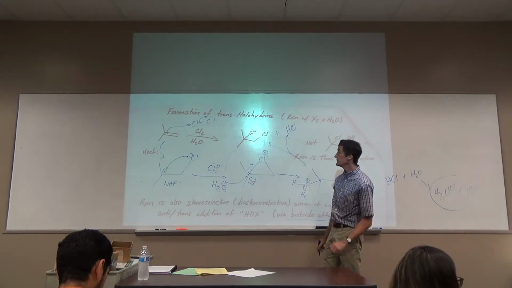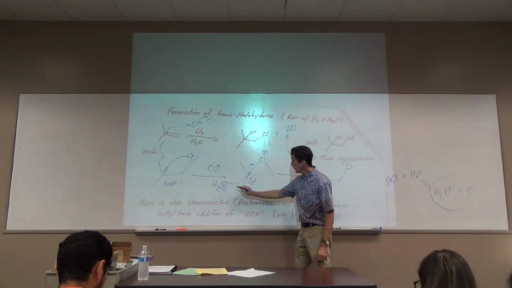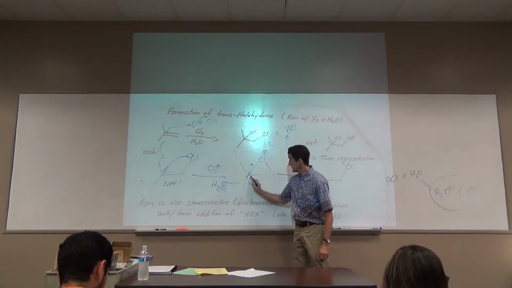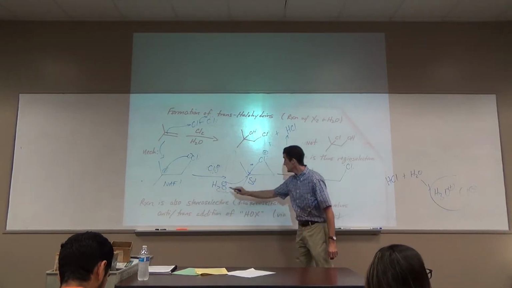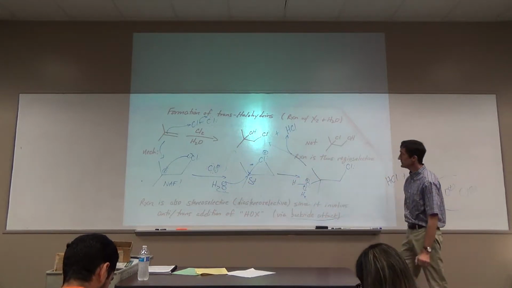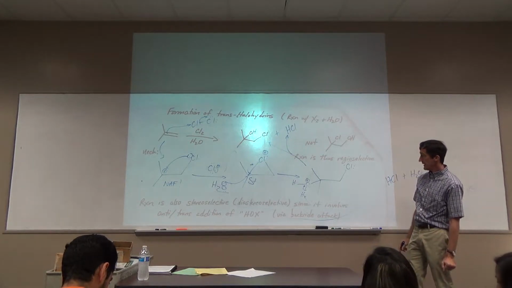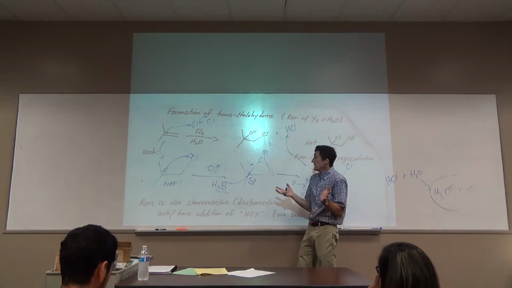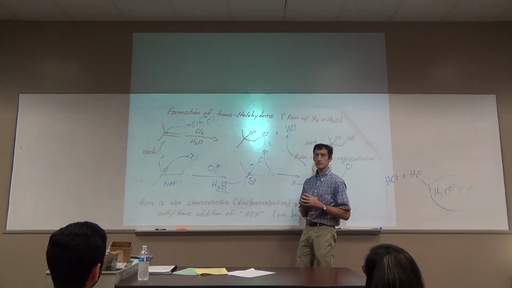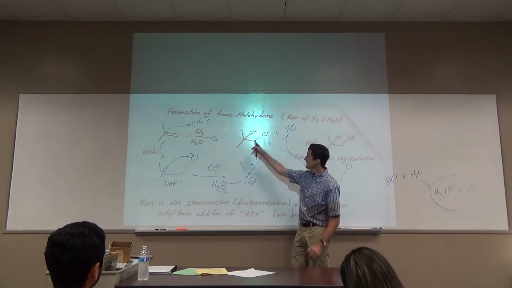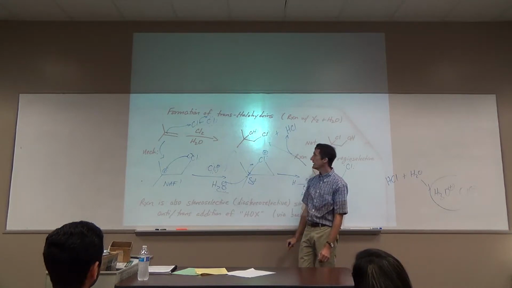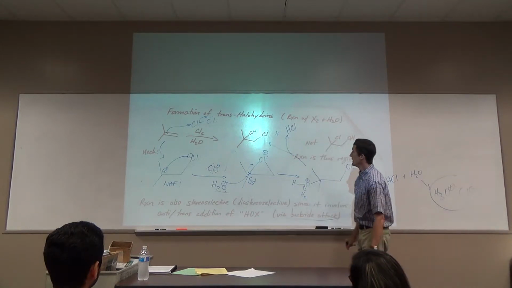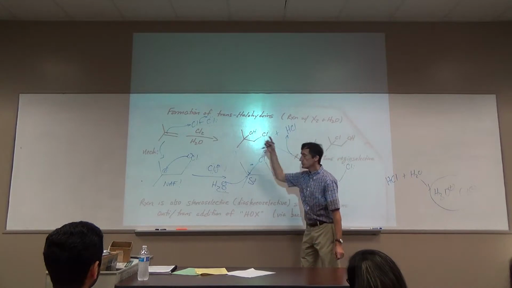Very similar to the previous mechanism, except water attacks instead of chloride. Whenever you have water, it's going to attack. We didn't do any stereochemistry here. It is backside attack here. But it's really not relevant to consider stereochemistry. Why? Look at this product. Does that product have any stereochemistry? Is there another way to draw that product?